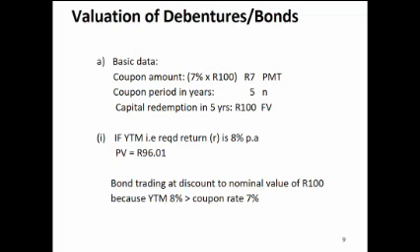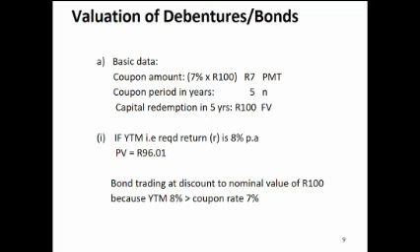Then our coupon period, we were told that the current date is the 1st of January 2015, and the maturity date is 31 December 2019. So this means our coupon period is going to be 5 years. And then our capital redemption in 5 years is going to be 100 Rand. So this will be our future value.